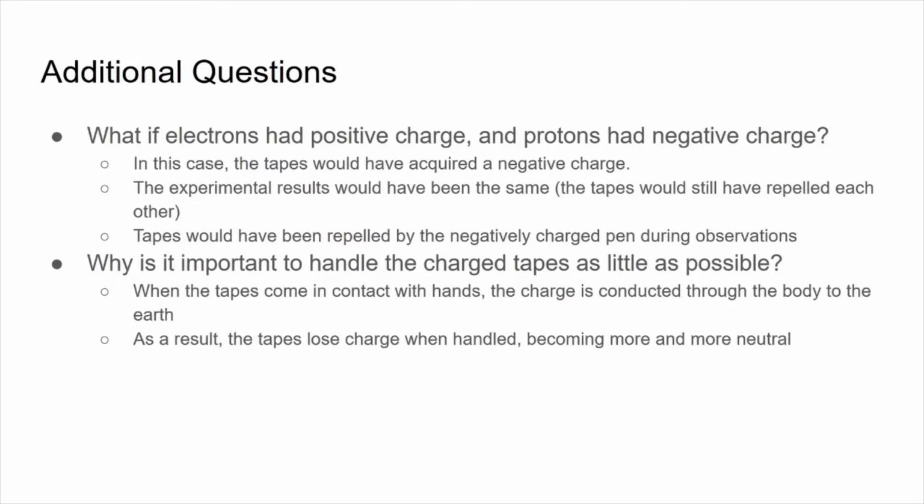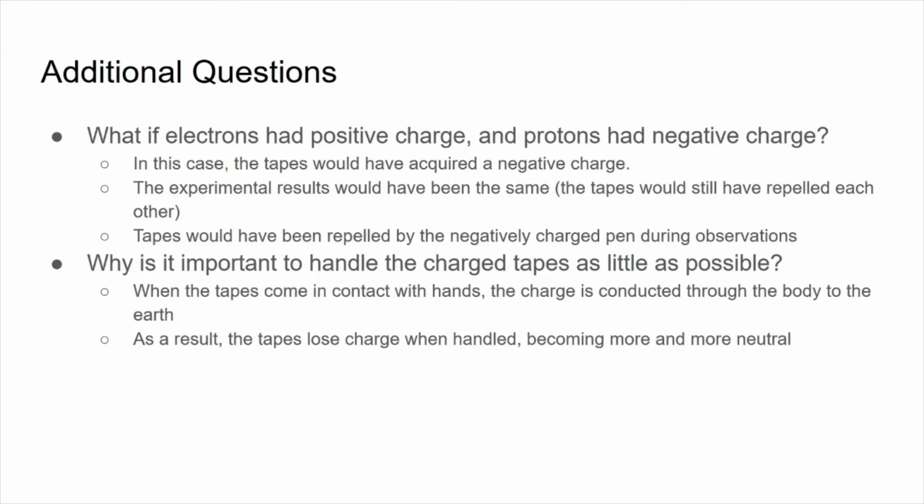So first, what if electrons had a positive charge and protons had a negative charge? Well, in this case, the tapes would have acquired a negative charge because they still would have lost electrons, which having a positive charge would have given the tapes a net negative charge. So in our actual experiment, the results would have been the same because the tapes would still have the same charge and would still repel each other. But in the observation phase, they would have been repelled by the negatively charged pen as opposed to attracted by it, as they actually were in our experiment.